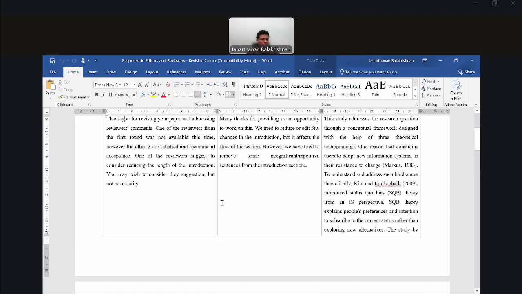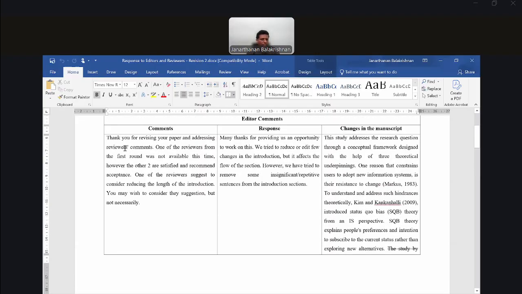This is the editor's comment: thank you for revising the paper and addressing your reviewers' comments. One of the reviewers from the first round is not available this time. However, the other two reviewers are satisfied and recommend acceptance. One of them suggests reducing the length of the introduction.